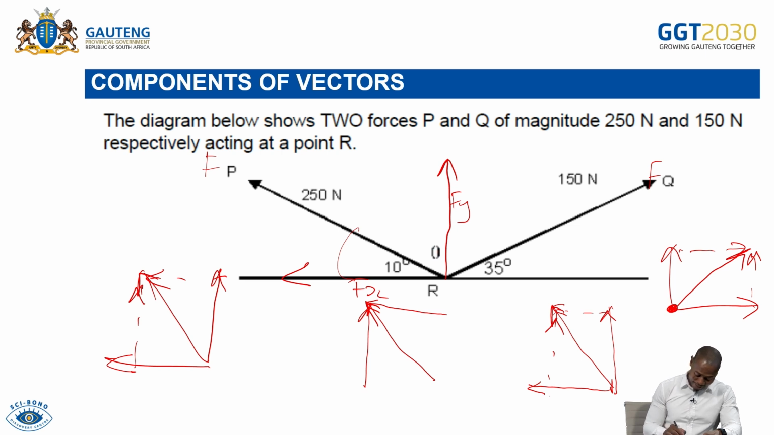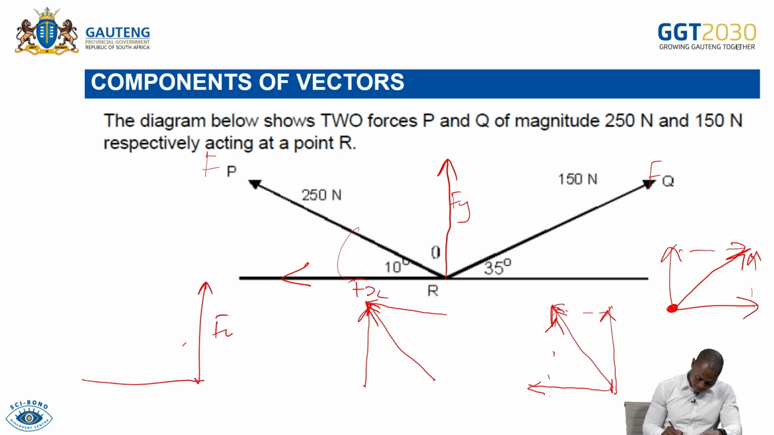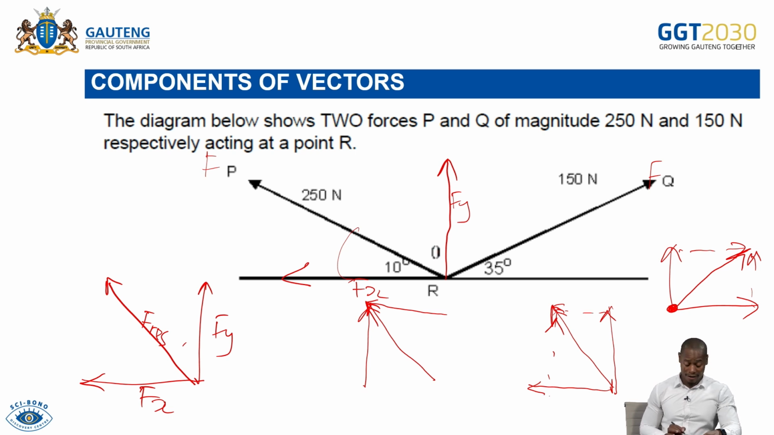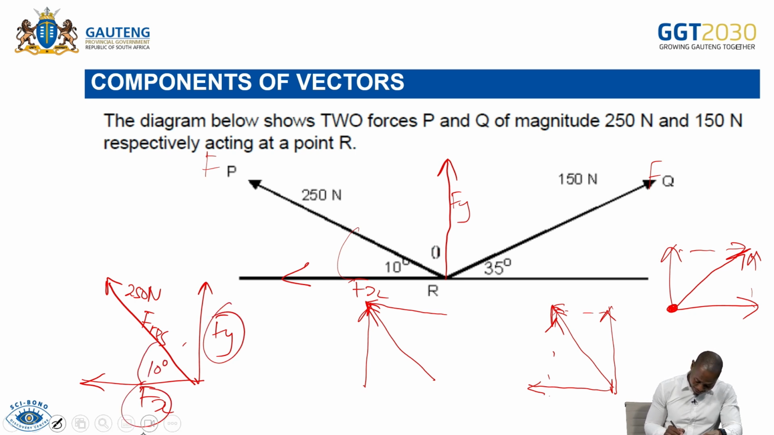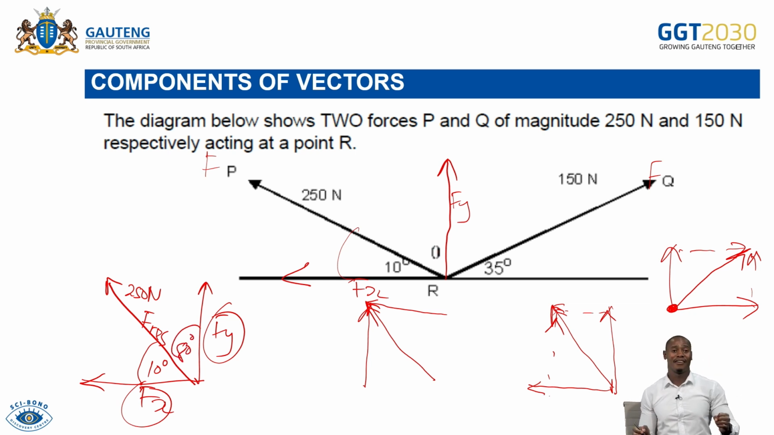So I will have something like this. I'm having Fy and Fx. And then this is my resultant force. Okay? Then, what is the magnitude here? It is 250 newtons. I don't know this one, I don't know this one, but I know the angle to the horizontal is 10 degrees. Which means that here is going to be 80 degrees. So this is what I have.